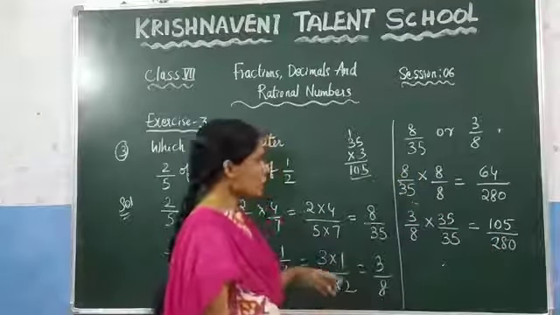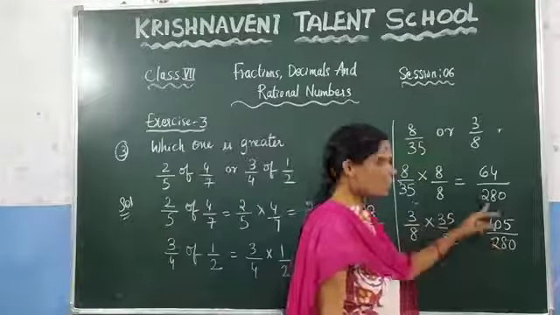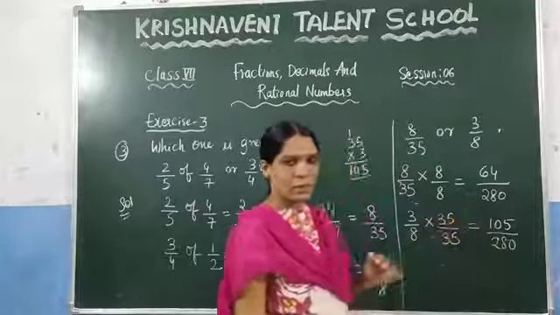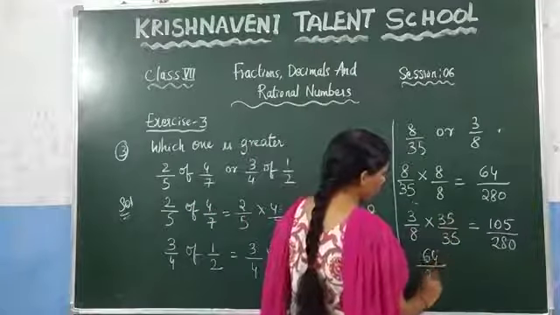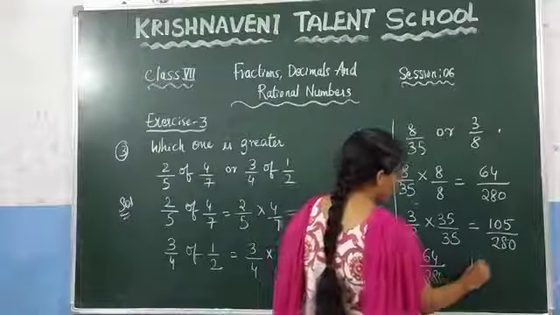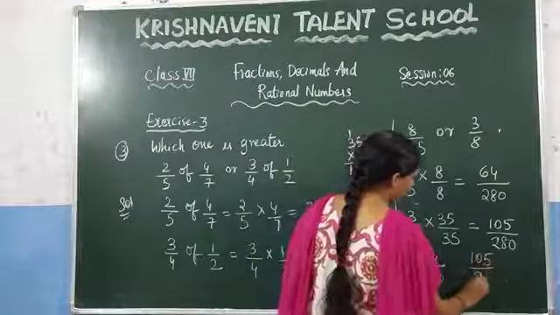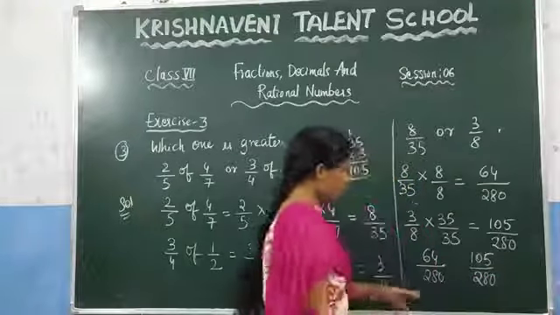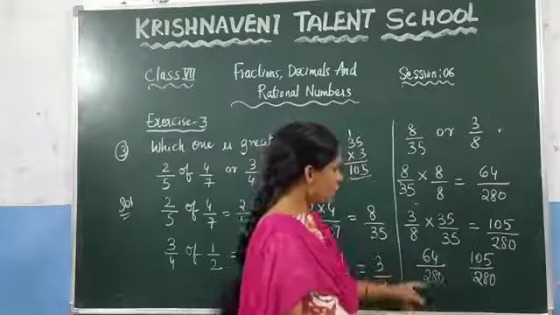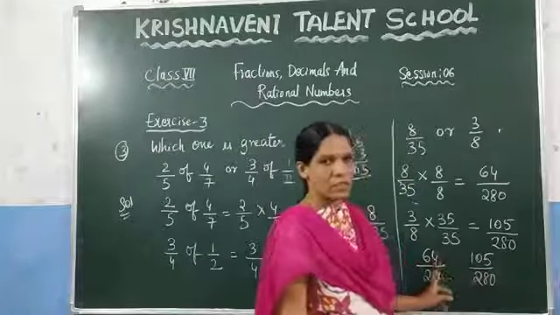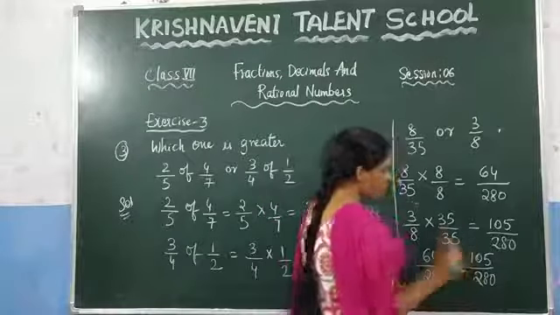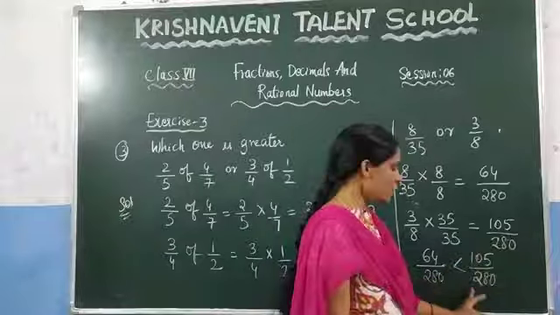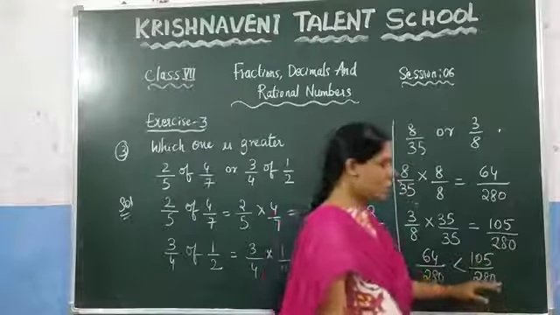Here you can observe that we got the denominators as equal. Now you can easily compare the numerators. What do you get here? We got 64 by 280 and 105 by 280. Now since the denominators are equal, what is the biggest value between 64 and 105? You know that 105 is the biggest one. So we can say that this is the greater fraction.